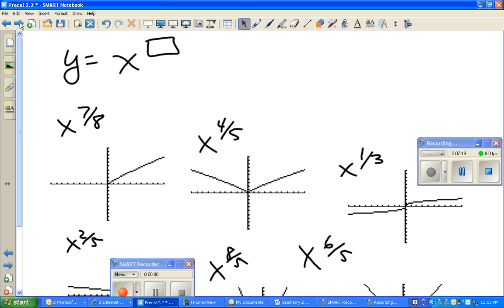Well, actually, there's several cases we can look at. Here I've got x to the 7/8 power, x to the 4/5, x to the 1/3. Actually, let me do an easier one before we even get started on this. What would it look like if it were x to the half? Well, that's the same as writing the square root of x. Again, we talked about this a couple weeks ago, but x to the 1/2 power is the same as the square root of x. And here comes the bell again.